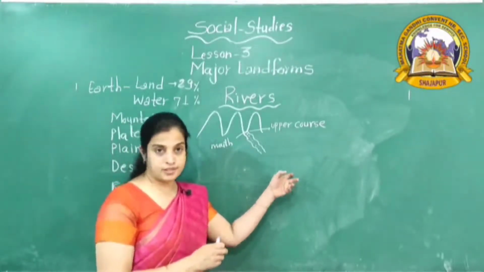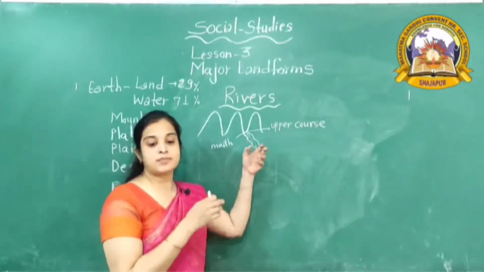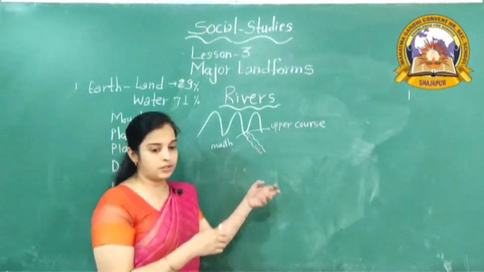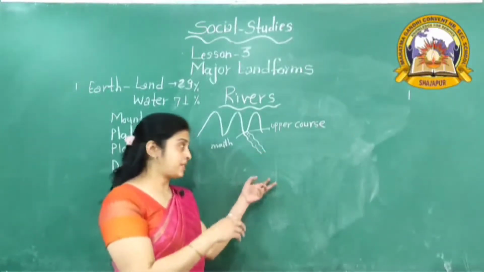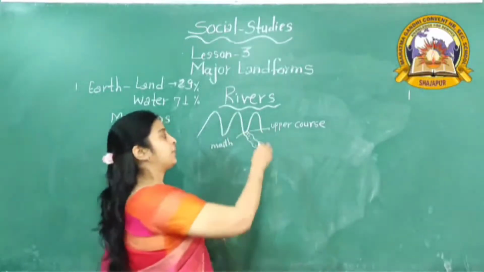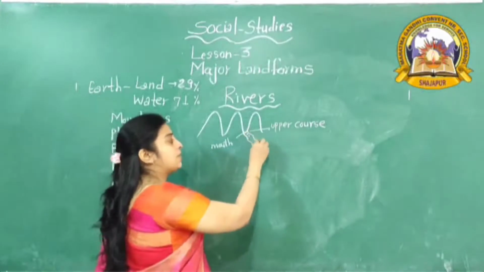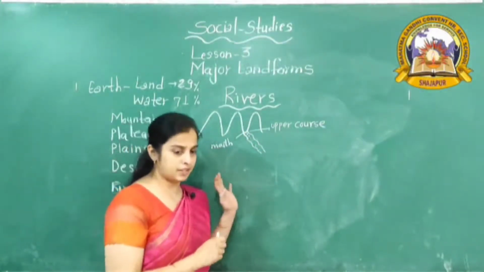यहाँ पर बहुत ज़्यादा स्पीड हाई होती है. तो इसके फीचर्स क्या हैं? Some features of the upper course are canyon, then waterfall, then rapids. है ना, ये waterfall, rapids ऊंचाई से पानी गिरता है. So in the upper course the speed of the river is very high and it brings pebbles, mud, and sand with it.